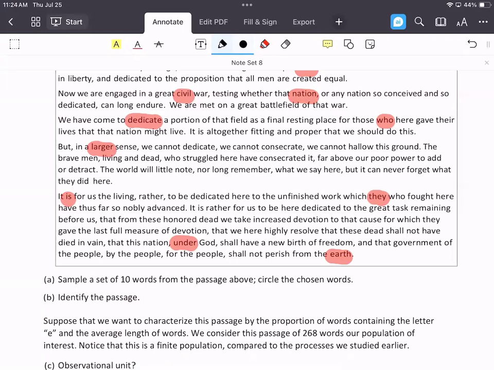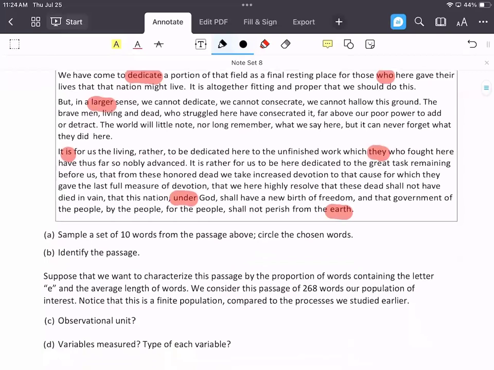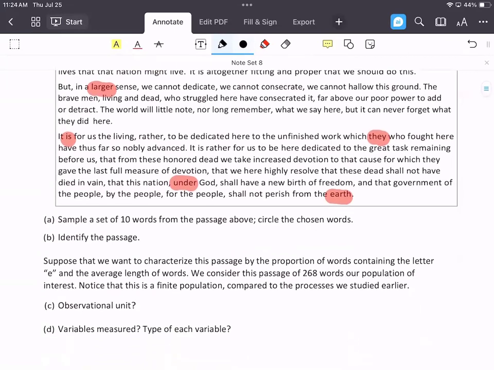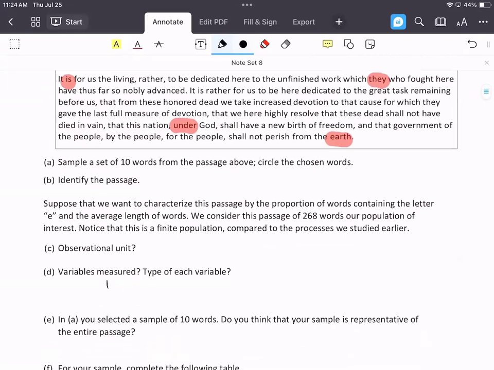By the way, looking for the proportion of the words that contain the letter E and the average length of words is part of literary computing. So what's the observational unit in this population? Hopefully you think, well, it's each word, because that's what we're interested in. We're looking at words. The variables measured: we're going to be looking at two variables. The number of letters in each word, and we're also going to look at whether it contains E. So we have two variables.